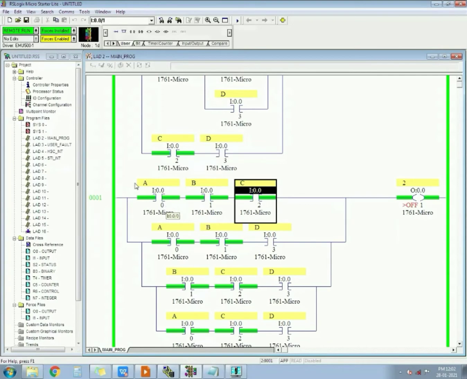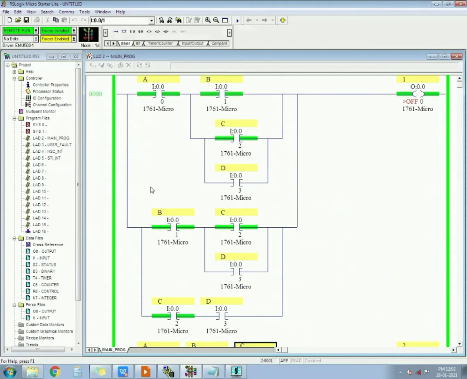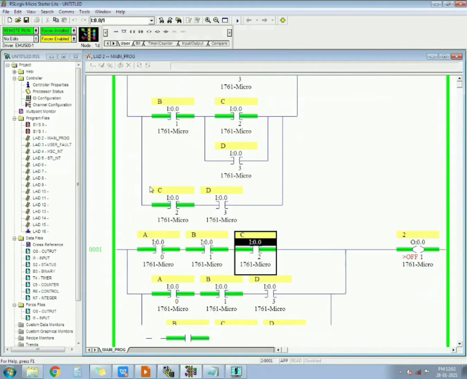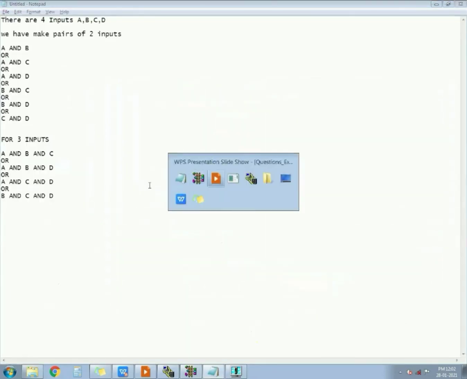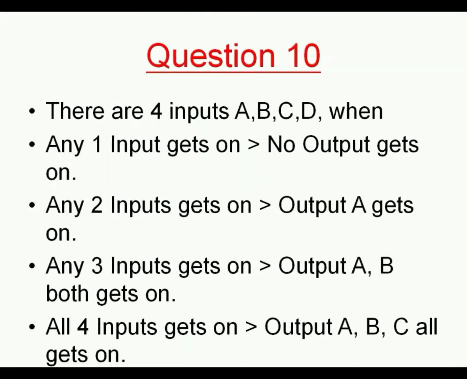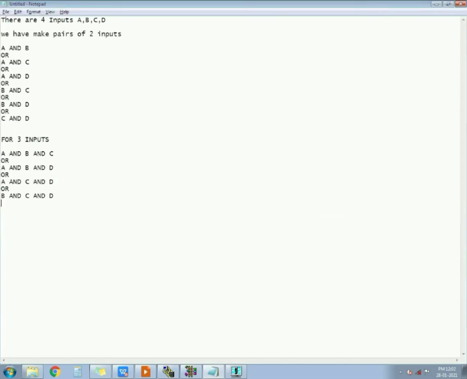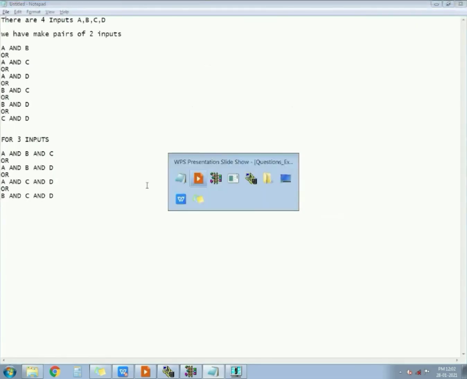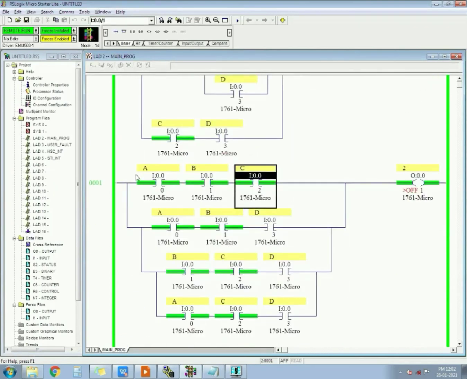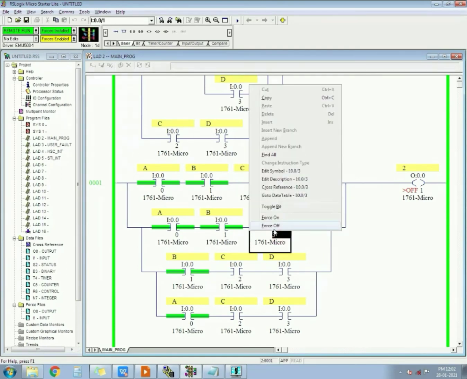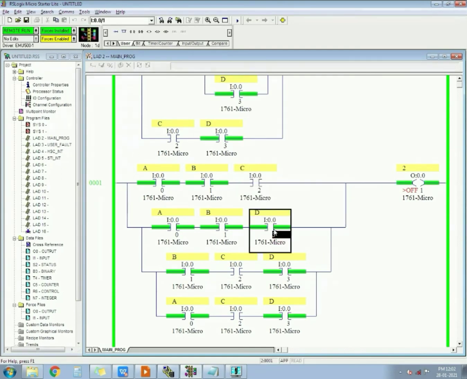But when we switch on these 3, the above condition is also working, because in the question it is written: A gets on, output A, B both get on. So that is also working, we can see. Now when I switch off this condition and switch on D, then also you can check both are working.